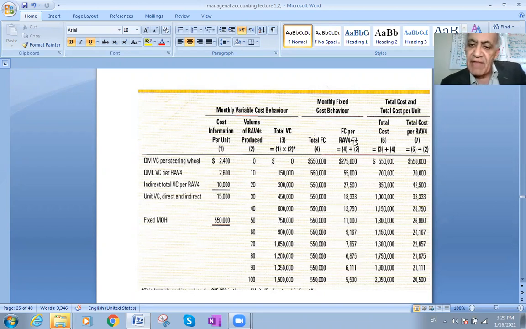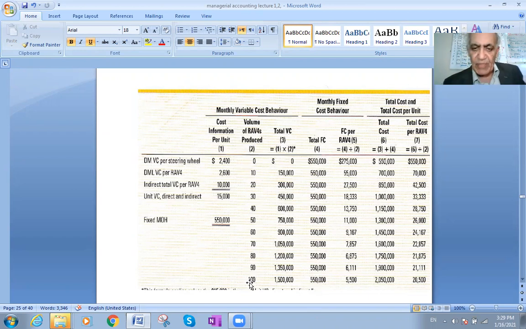Actually, it's the average of the fixed costs. In other words, I will divide the numbers of column number 4, which is the fixed cost, by the numbers of column number 2, the numbers of production.